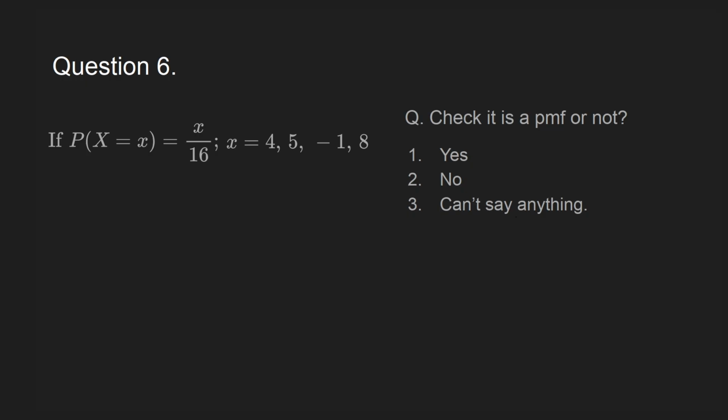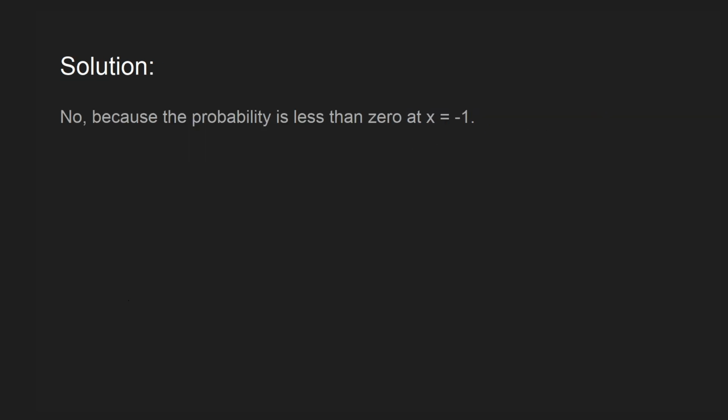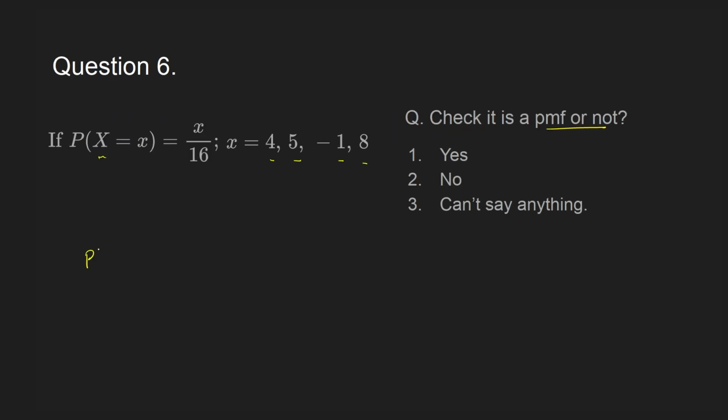Now question number 6. If the probability that X takes value x is equal to x/16, and x takes values 4, 5, minus 1 and 8, we have to check whether it is a PMF or not. We can see that when x takes the value minus 1, the probability will be equal to minus 1 divided by 16. So here the probability is negative, which is not possible. So we can conclude that this will not be a valid PMF. So no is correct.